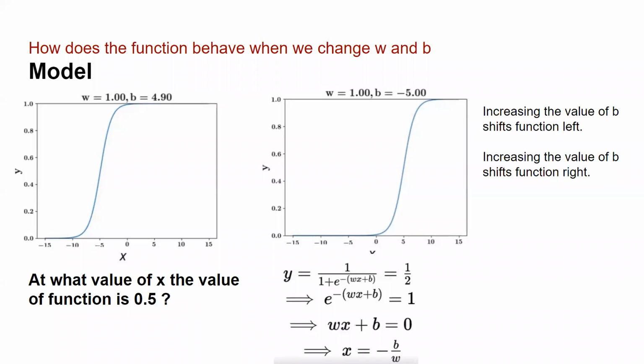Okay. So now, just a small question here. At what value of X is the value of the function 0.5? For that, I want this function to become 0.5, right? I want my probability value to be 0.5. So I'll equate it with 0.5 and you'll see that when my X is equal to minus B by W.